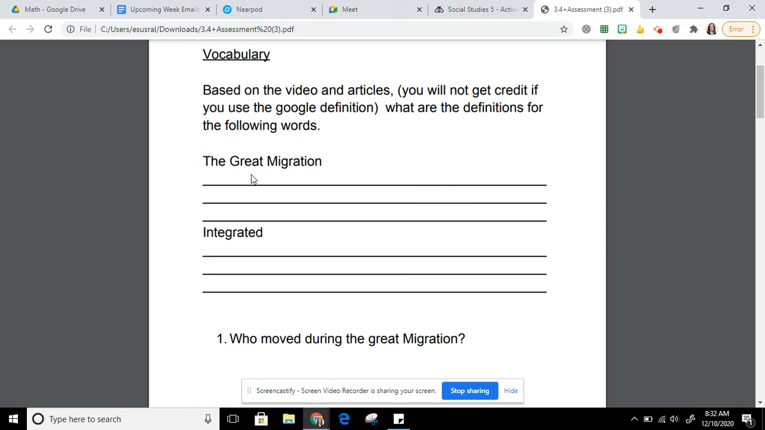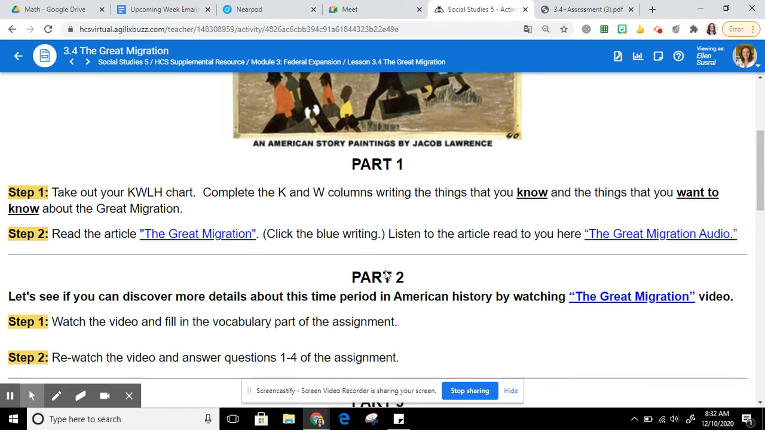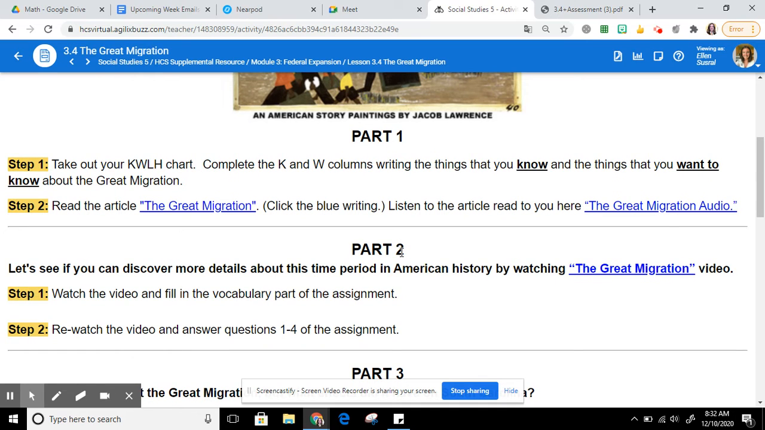So what's the definition of the Great Migration? You'd write it here. And what's the definition of integrated? You'll write right here. And again, you can get those definitions from part 1 and part 2 of this assignment. After you do part 2, you also can do step 2 and answer questions 1 through 4 after you rewatch the Great Migration video.